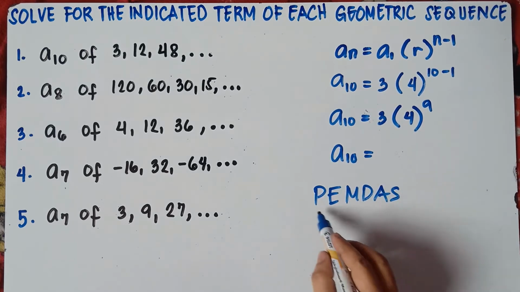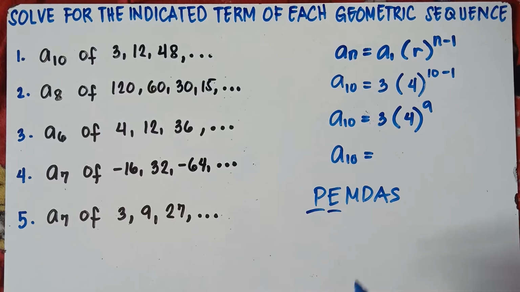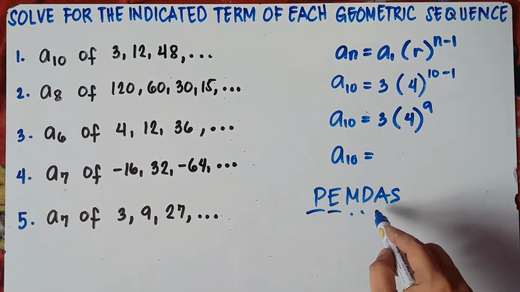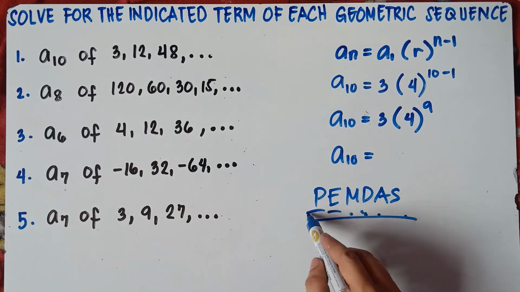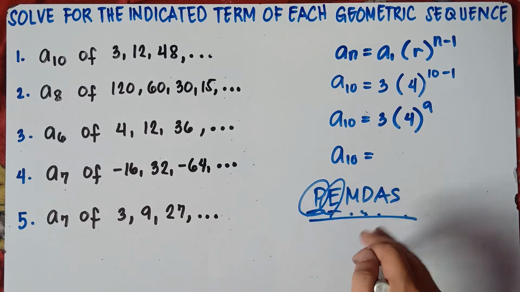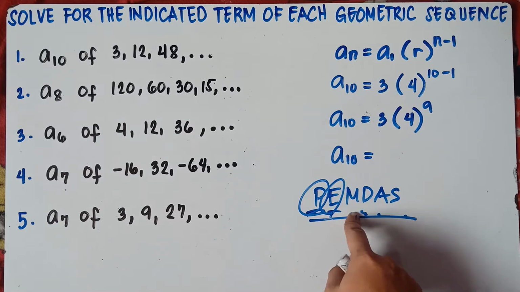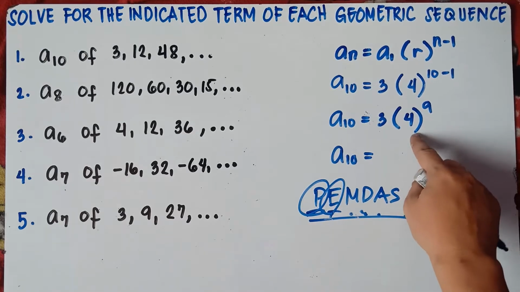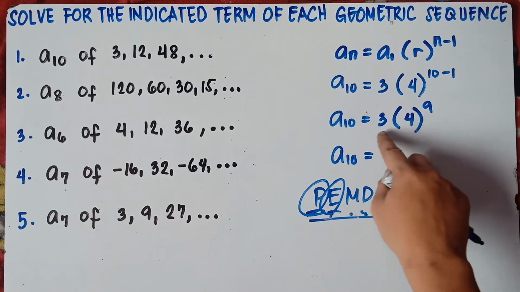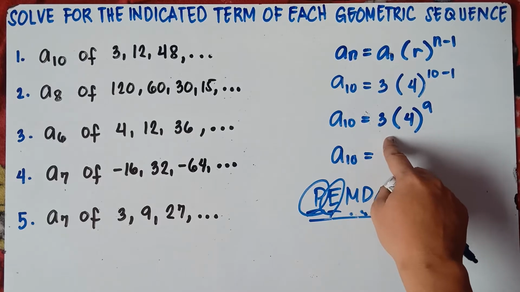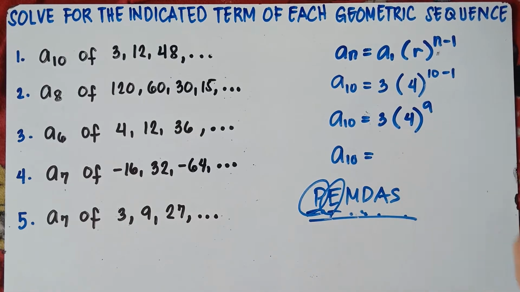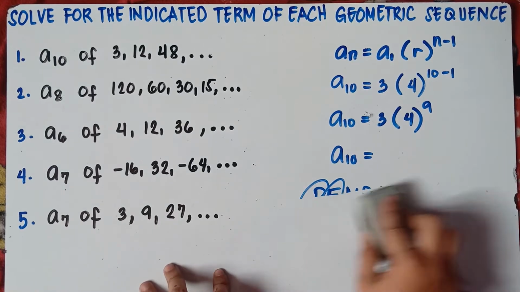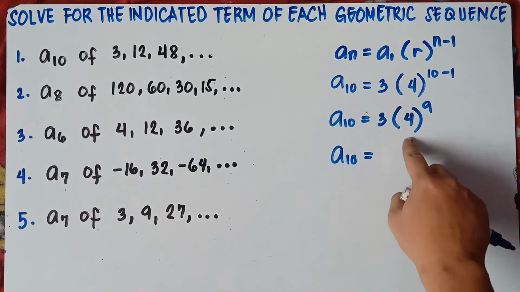What do you mean by PEMDAS? Parentheses, exponent, multiplication, division, addition, subtraction. Parentheses, exponents come first before multiplying. So therefore, we need to simplify 4 raised to the power of 9 before multiplying it by 3. I hope you get that one class. Parentheses, then exponent before multiplication. So simplify 4 raised to the power of 9.